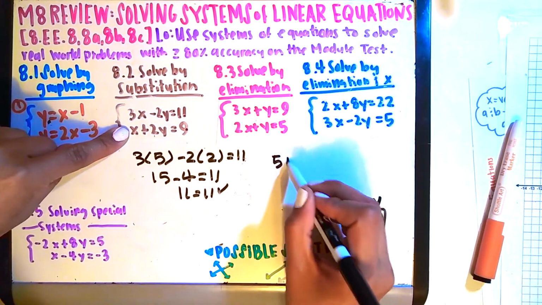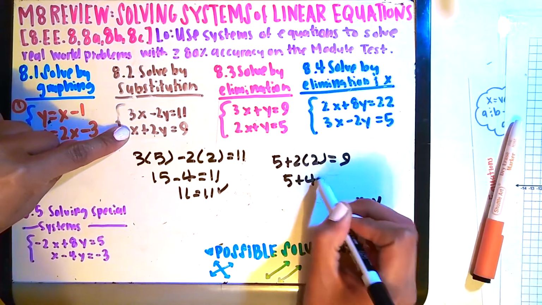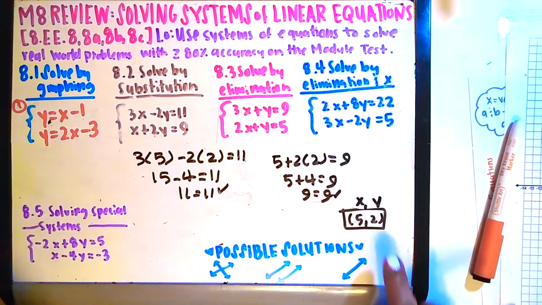Second one over here. So I have 5 plus 2 times 2 equals 9. Is it true that 5 plus 4 equals 9? Yes. So therefore, my answer is correct. The answer for that one is 5, 2. That's where the lines are going to intersect. So that is the solution for both of them.